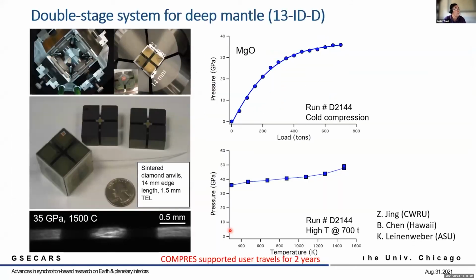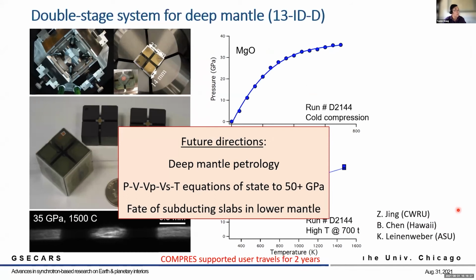To go smaller, we can go to 50 GPa currently using the second stage configuration in the D-DIA 30 by using 8 sintered diamond anvils. This is in collaboration with Zhicheng Jing at Case Western University, now in China, Bin Chen at Hawaii, and Kurt Leinenweber at ASU. 50 GPa has been demonstrated to be reached routinely using this configuration. This is an excellent tool for studying deep mantle petrologies and conducting equation of state studies to understand the fate of subducting slabs in the lower mantle.